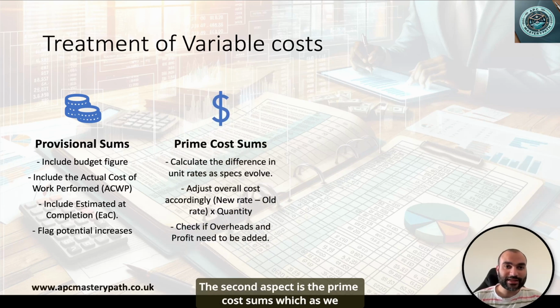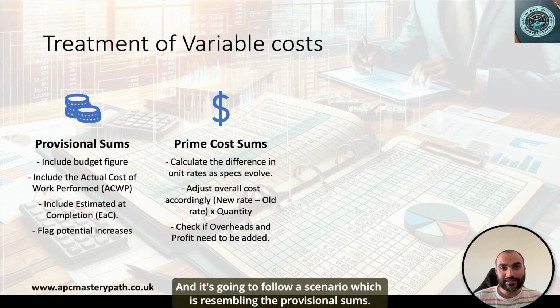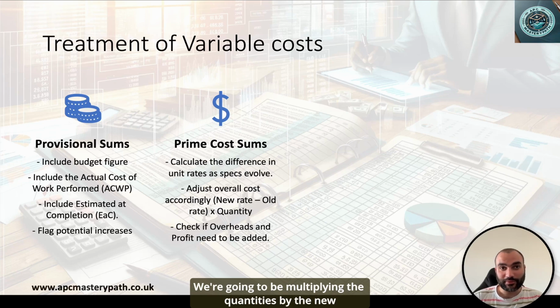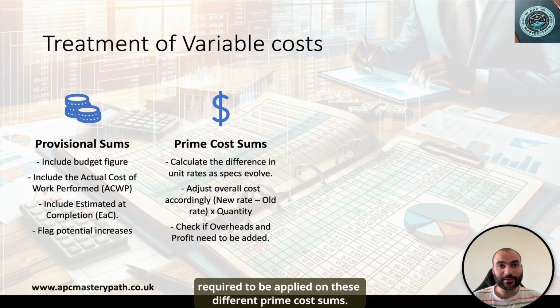The second aspect is the prime cost sums, which, as we have alluded before, it's where the extent is known, the specs are unknown, but we can have some sort of an indicative unit rate. And it's going to follow a scenario which is resembling the provisional sums. It's going to be tweaking for the unit rate as the design matures more and more. We're going to be multiplying the quantities by the new rates, which are going to be dictated by the more mature design. We have also to make sure that we are accounting for the overheads and profits required to be applied on these different prime cost sums.